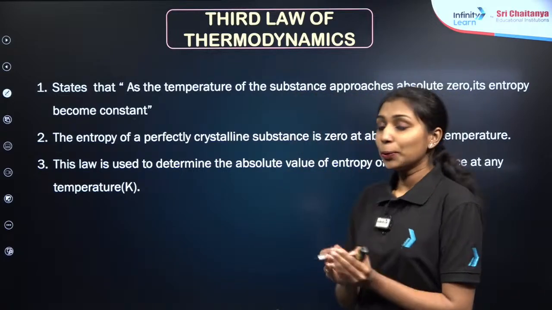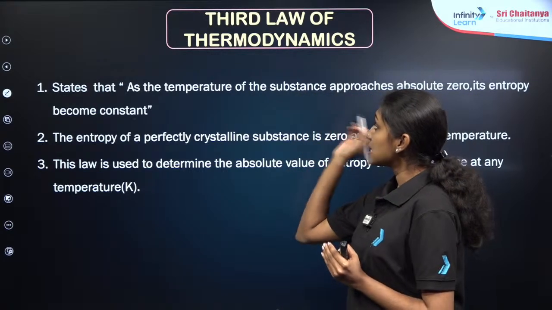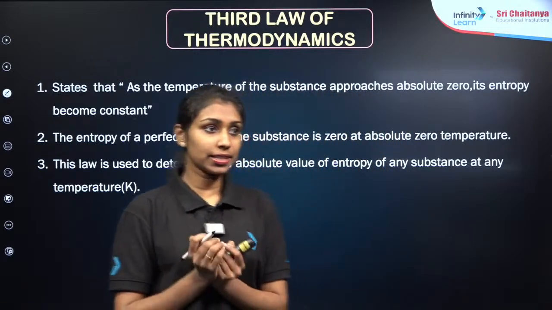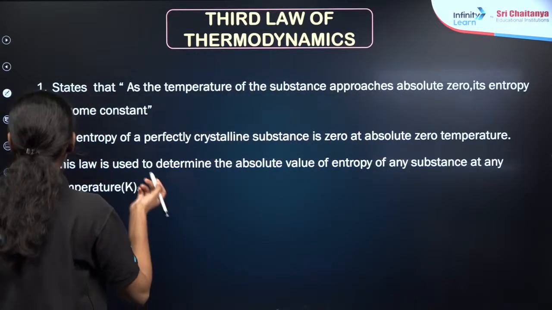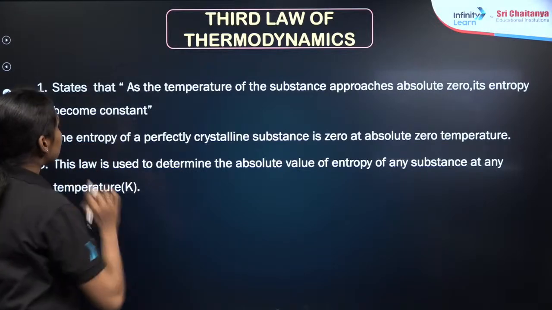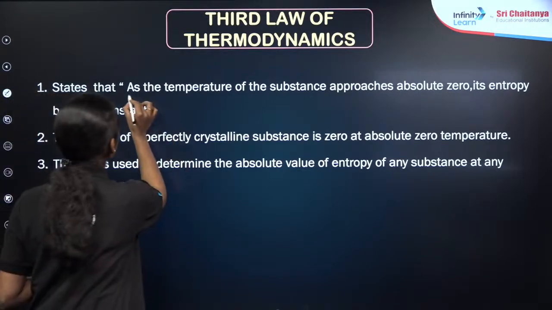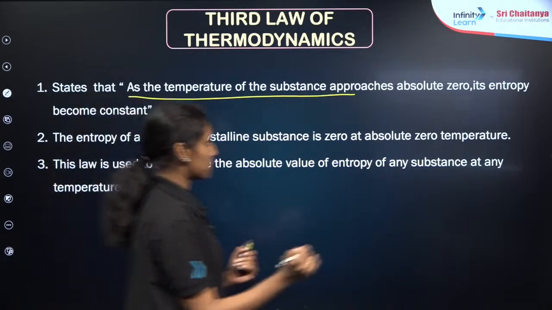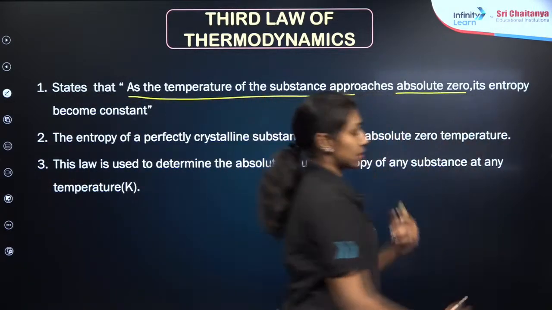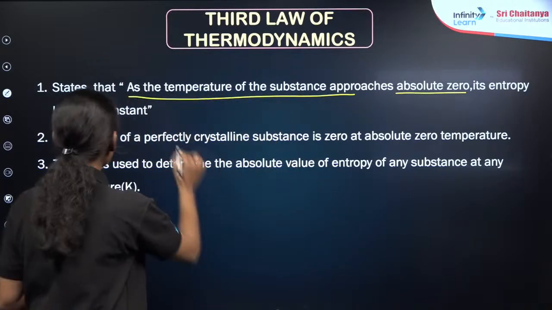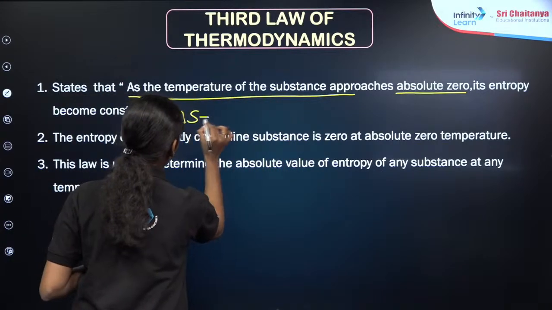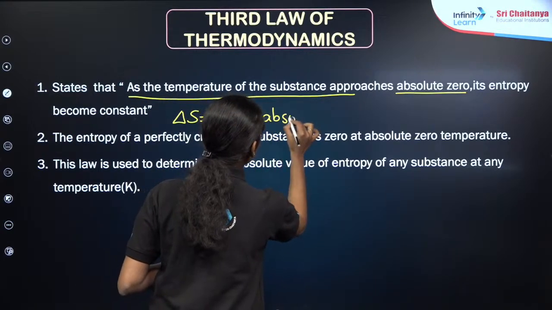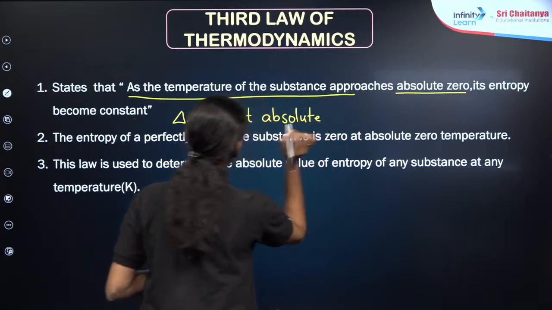Okay, fine. So in this particular session, which means that in the third law of thermodynamics, we will be introducing another term, that is the absolute entropy, right? Absolute entropy. So we can state the third law of thermodynamics as: the temperature of the substance approaches absolute zero, then entropy becomes a constant, or we can say that delta S is equal to 0 at absolute temperature. Right? This will be the statement for the third law of thermodynamics.